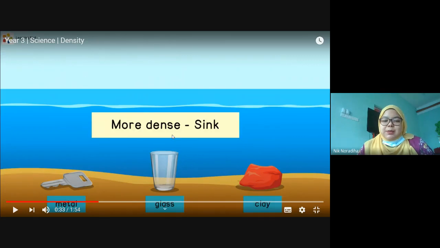When an object is more dense than water, they will sink. So we have three example materials that sink in water here. The first one, we have metal. Anything that is made from metal is most likely to sink in water. For example, here we have a metal key. Second one, we have glass. And the third one, we have clay.